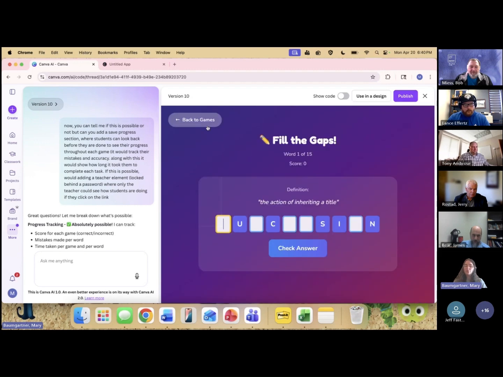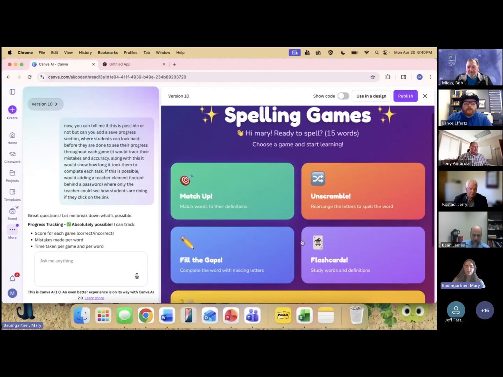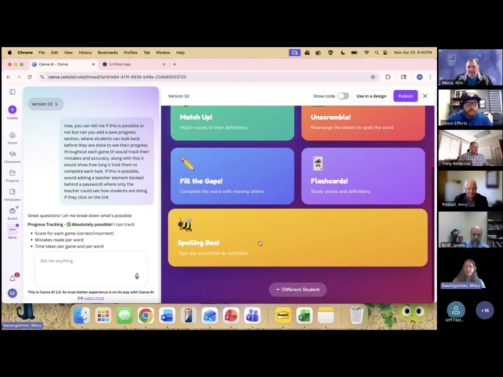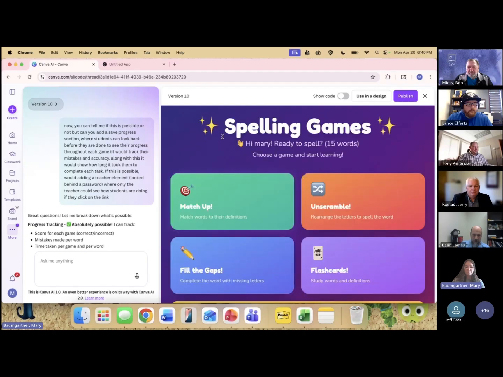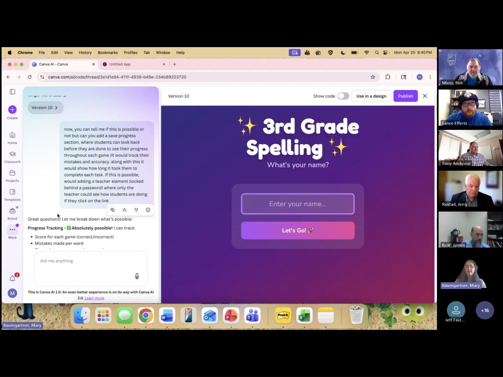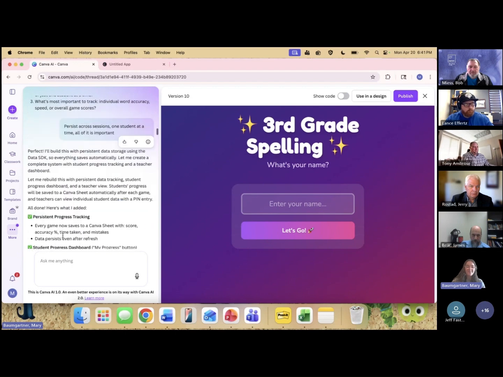And so all of these words were themed after a book that the class was reading. So they all had the definition. So it's really easy to make this align with it. And then I prompted it to have a save progress bar and also add in a teacher element where I could see what they've done. So that was really cool that it allowed me to do that.